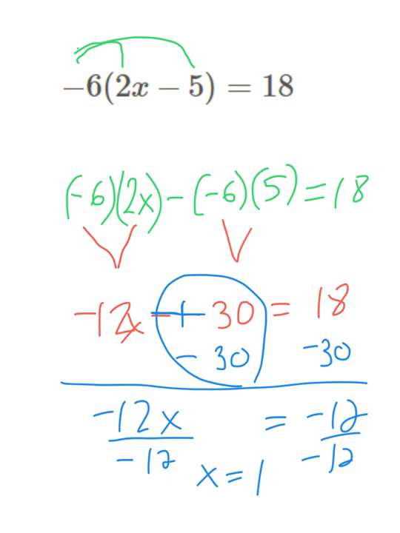And then remember I had a negative 12x minus a negative 30. The double dash right there makes a plus. The opposite of adding 30 is to take away 30. The opposite of multiplying by negative 12 is to divide by negative 12. And I get x is equal to 1.